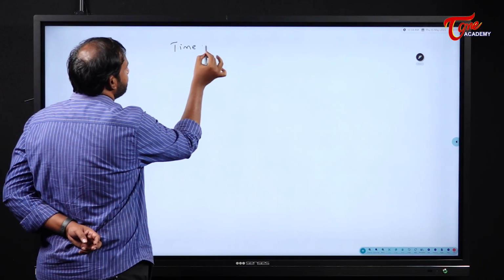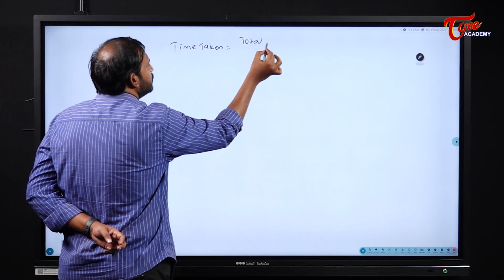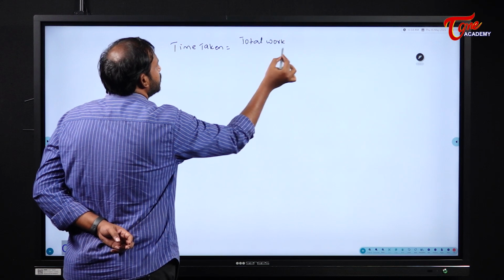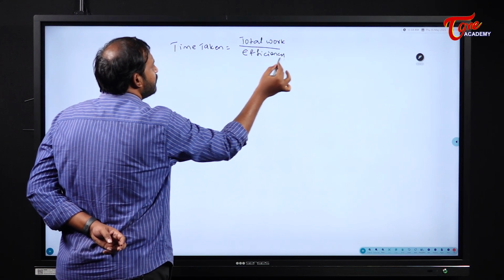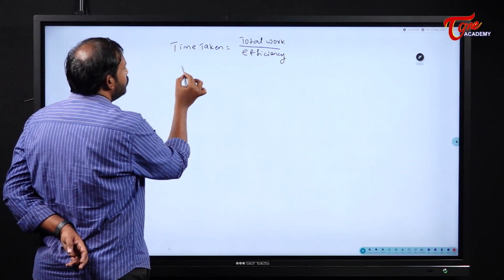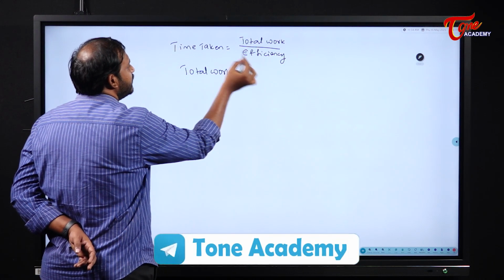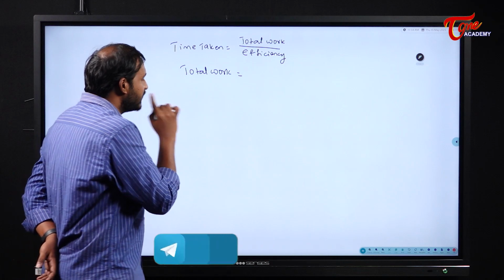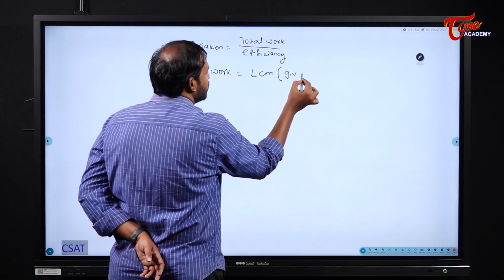So, now the formulas. Time taken is equal to total work by efficiency. This is the actual formula which we are going to use. And if I want efficiency, what will I do? Total work by time taken. And to get the total work, from the formula you can multiply time taken into efficiency. But in general, we will find the total work by LCM of given times.